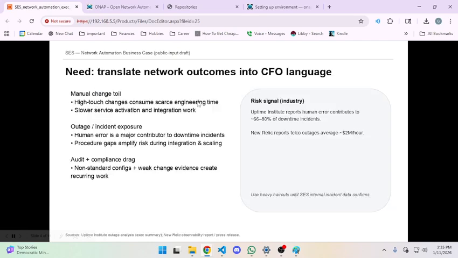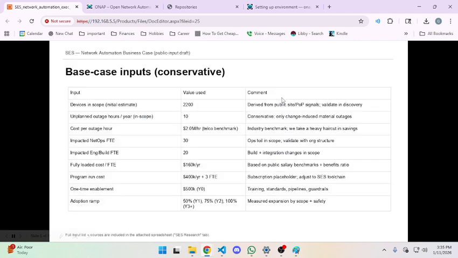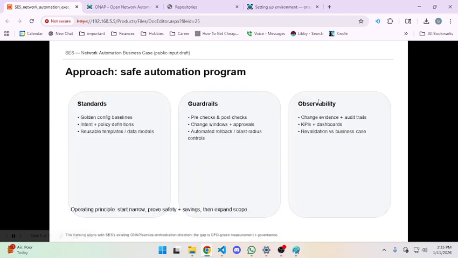All right, so the approach, we're going to do safe automation programs. So the standards: we're going to have golden config baselines, intent and policy definitions, and reusable templates slash data models. So our operating principle is start narrow, prove safety and savings, then expand scope. So we're going to have guardrails: pre-checks and post-checks, change windows and approvals, automated rollback slash blast radius controls, observability, change evidence plus audit trails, KPIs and dashboards, and revalidation versus business case.